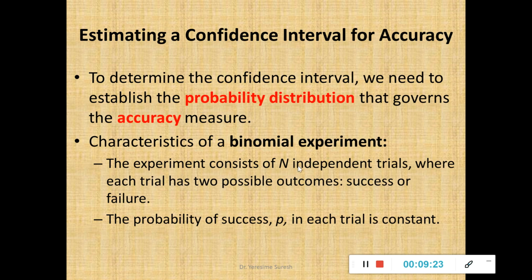wherein the experiment consists of n independent trials. That means there are n number of instances, records, where each trial has two possible outcomes, that is success or failure. If I take students statistics, pass or fail, positive or negative with respect to classification, fine. So the probability of success P in each trial is constant. So say for example, if I flip a coin, the probability that the event head will occur or tail will occur is defined by success P, whereas the failure will be determined by 1 minus P.